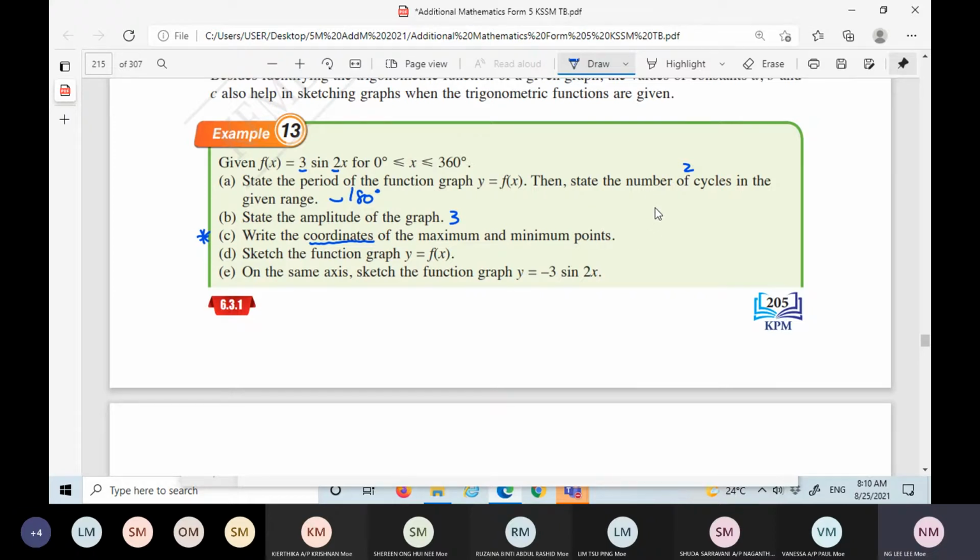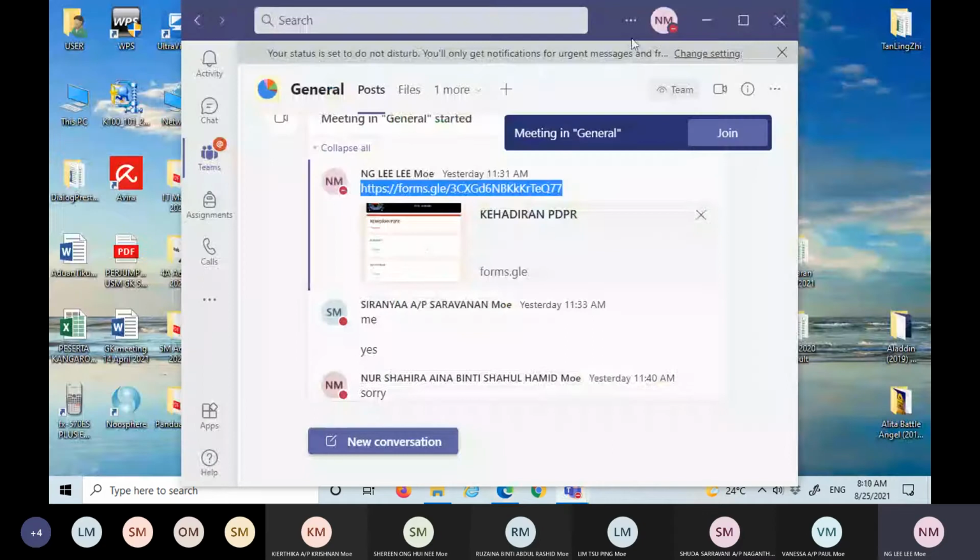So the maximum will be when y is 3, and the minimum will be when y is -3. We do one by one. The y is f(x), so you put y inside the equation. So 3 equals 3 sin 2x. Move the 3 to this side: 3 divided by 3 is 1. So sin 2x equals 1. Then you press the calculator, shift sin 1, and see what we get.